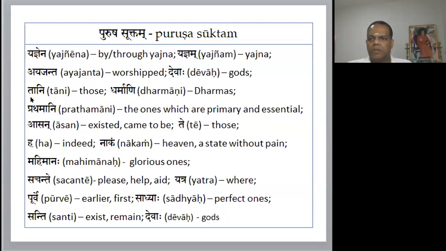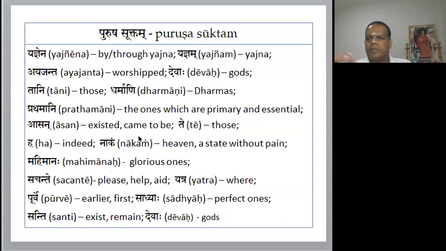Tani, these actions, these yajnas which they performed. Dharmani means all the dharmas. You can say laws also if you want, or all the righteous practices. But dharma means that which sustains everything. Dharmani prathamani. Prathama means first, the primary, the most important. So the most important, most primary dharmas. Asan, came to exist. So through this process of yajna, all the dharmas came to be, were created. Tani dharmani prathamani asan. So that worship itself has become dharma.